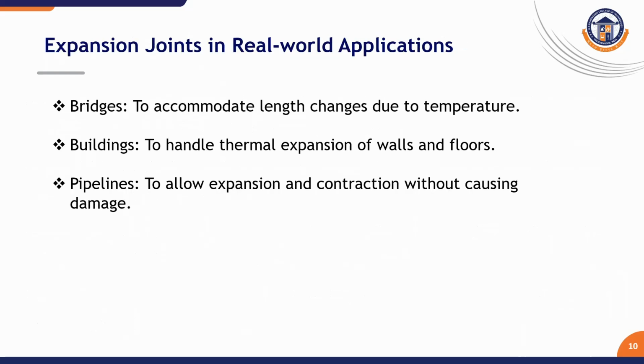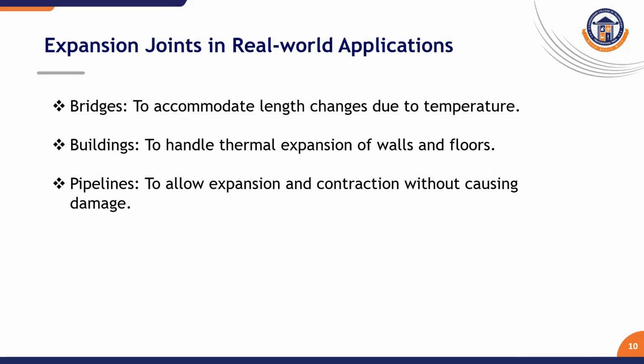The applications of expansion joints are in bridges, to accommodate changes in length due to temperature fluctuations. In buildings, it handles thermal expansion of walls and floors to prevent cracks. And in pipelines, it allows expansion and contraction without causing any damage.